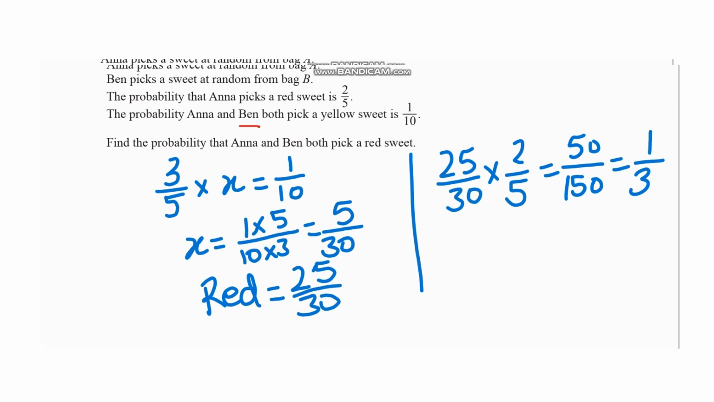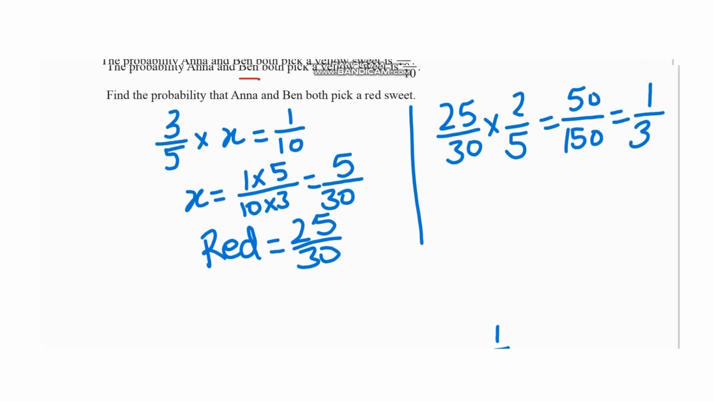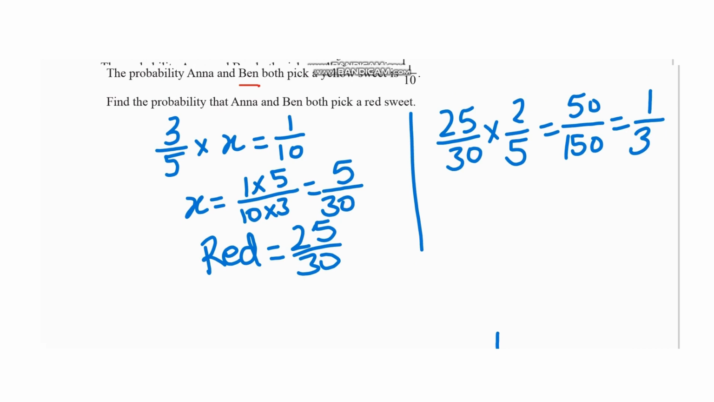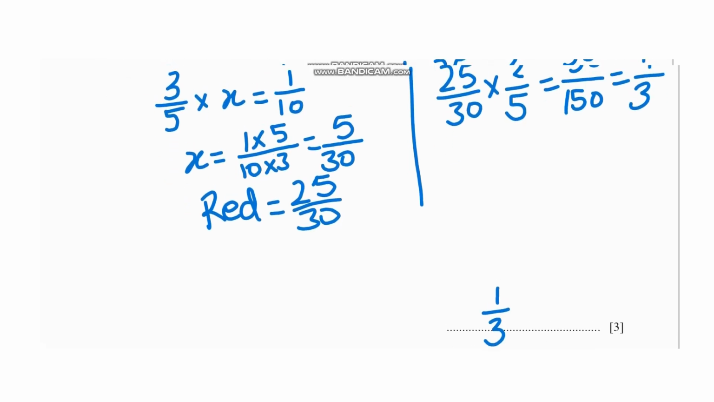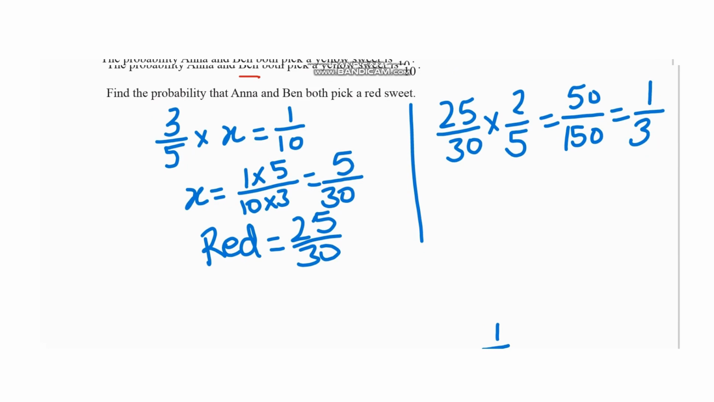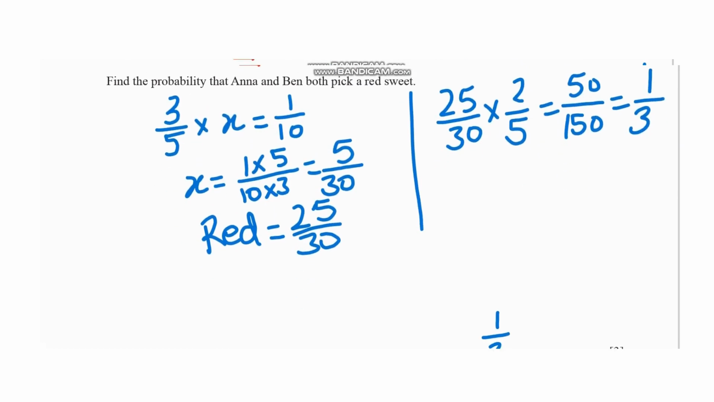So if 5 over 30 is the probability for Ben picking a yellow sweet, then we subtract this from 1, and the answer is 25 over 30, which is the probability of red. Then we multiply it by 2 over 5. So the answer will be 25 times 2 is 50, divided by 30 times 5 is 150. When we simplify this, the answer will be 1 over 3. So the probability that Anna and Ben both pick a red sweet is 1 over 3. So 1 over 3 will be the final answer for question 23.